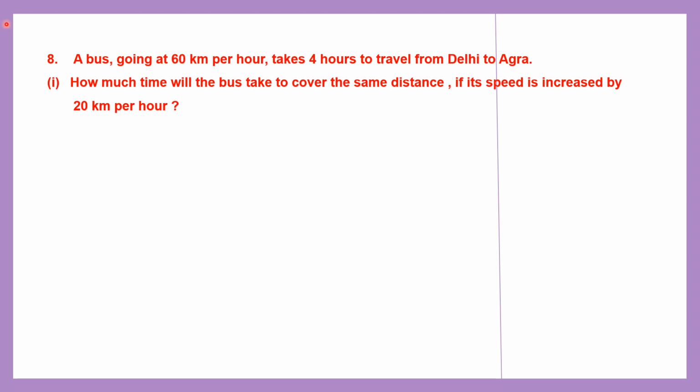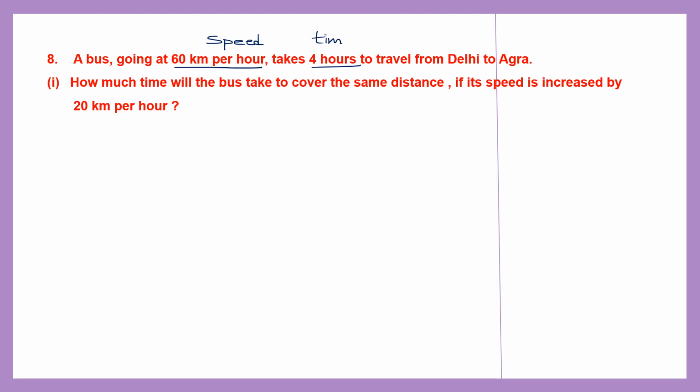Question 8. A bus going at 60 kilometers per hour takes 4 hours to travel from Delhi to Agra. First question. How much time will the bus take to cover the same distance if its speed is increased by 20 kilometers per hour? So now what is given to us? We're given 60 kilometers per hour. Kilometer per hour means it is speed. And here we've been given 4 hours, that is time. So this is speed and 4 hours is time.